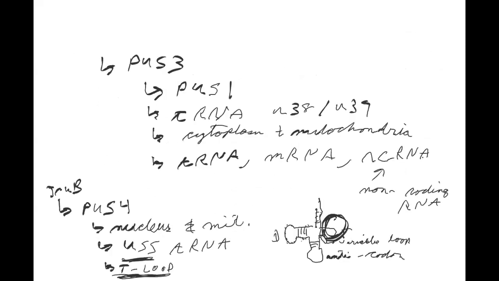PUS3 is very similar to PUS1. It's a transfer RNA. It's specific to the 38 position and the 39 position on the transfer RNA. It works in the cytoplasm and in the mitochondria. And it involves the transfer RNA, the messenger RNA, and the non-coded RNA. So here's a perfect example where you can have PUS3 that's specific to tRNA for mitochondrial or cytoplasmic, all right, only for position U38 and U39.